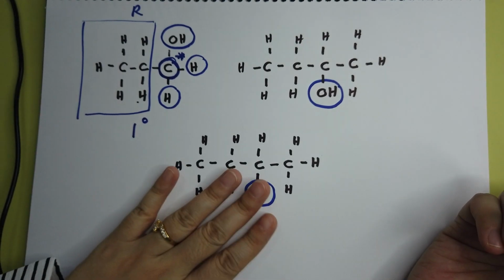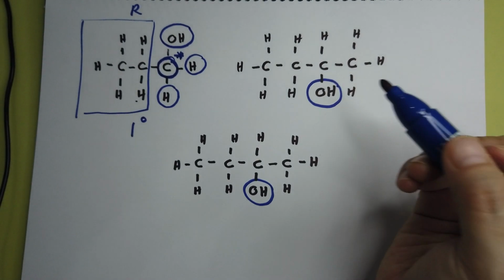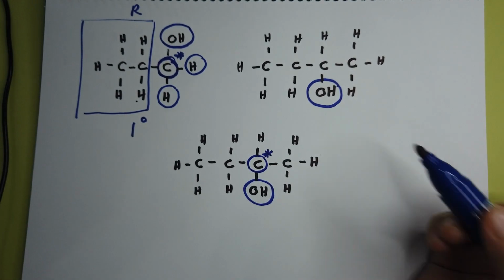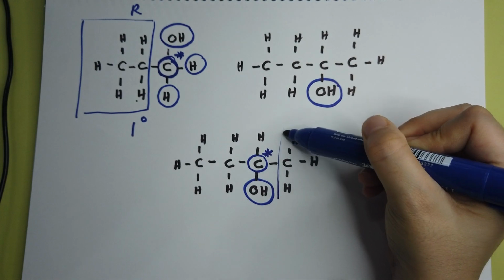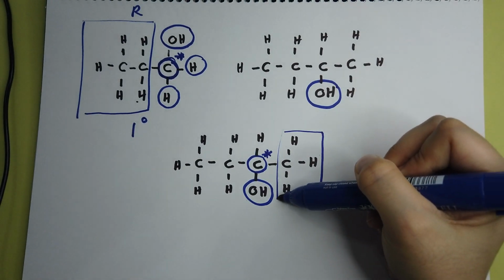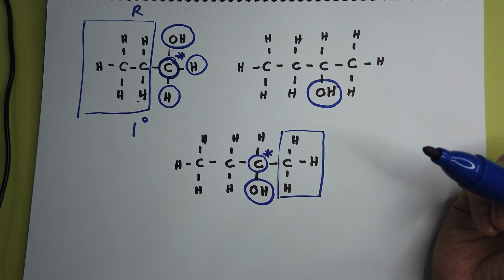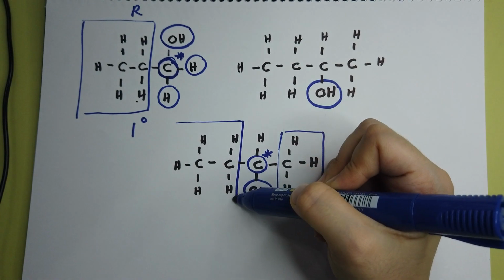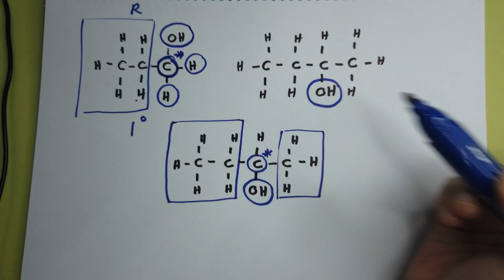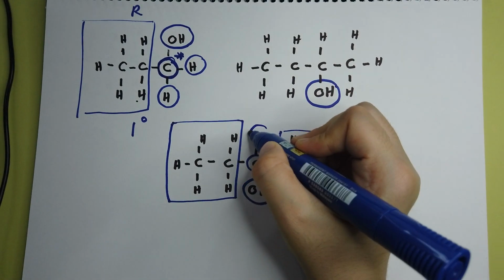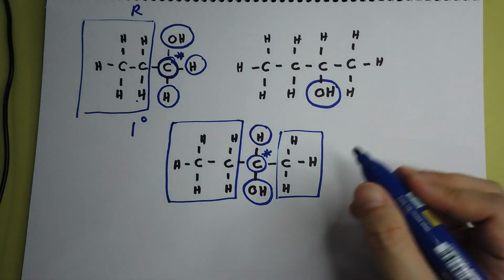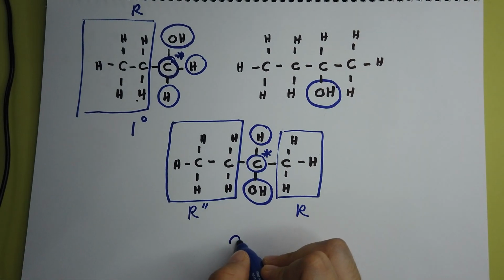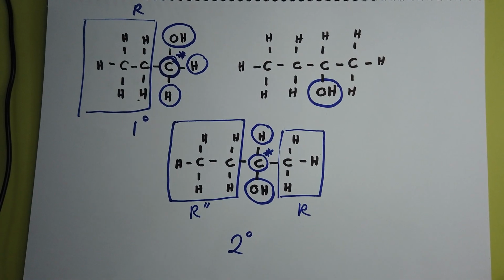Now if you move on to the next one, this is your carbon. Put an asterisk here. At first you will have one substituent, and now you have another substituent. This one is just an H. So you have R and you have R prime. So this is a secondary alcohol.